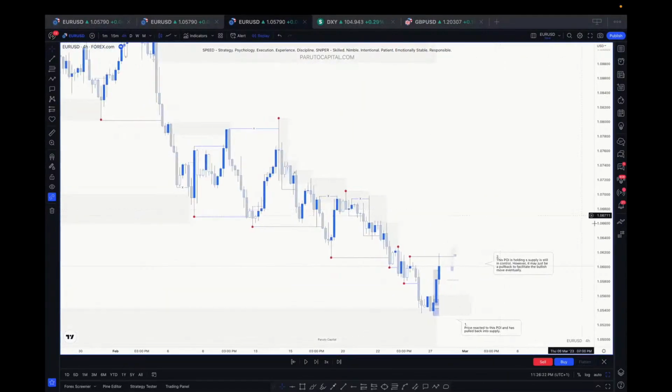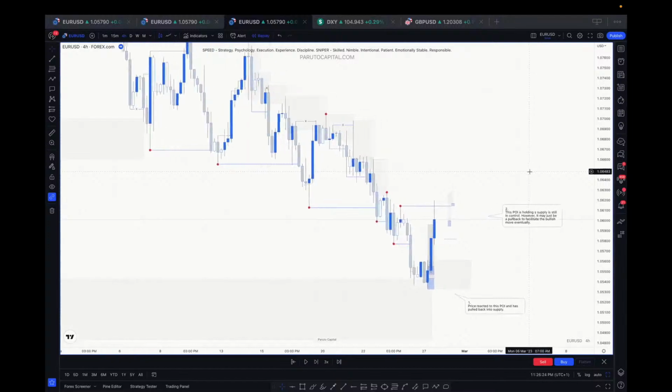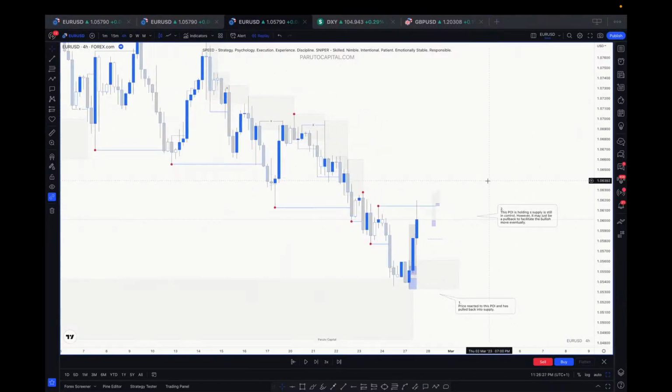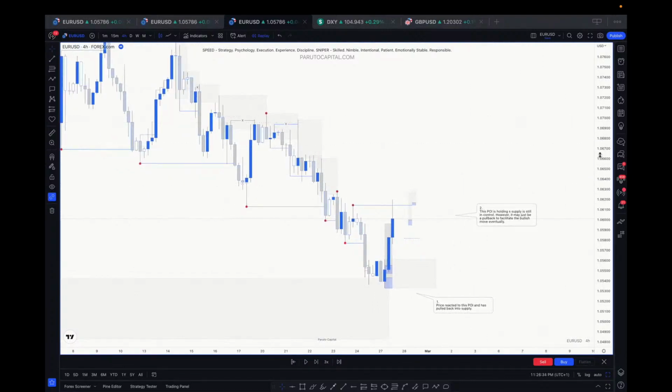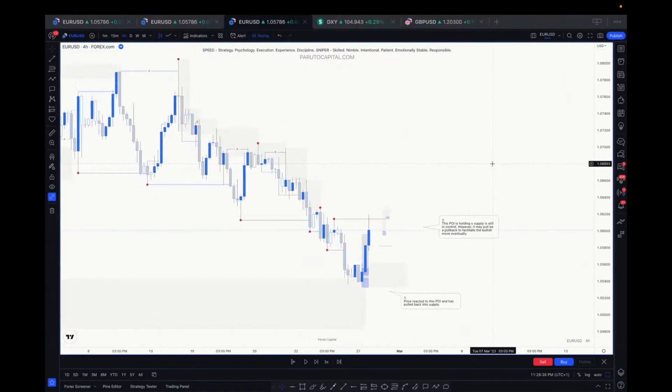To wait for this setup and then actually carry out the analysis, and not wishing. You're not wishing for price to do what you wanted it to do. You're simply following the market. You're simply following price action.